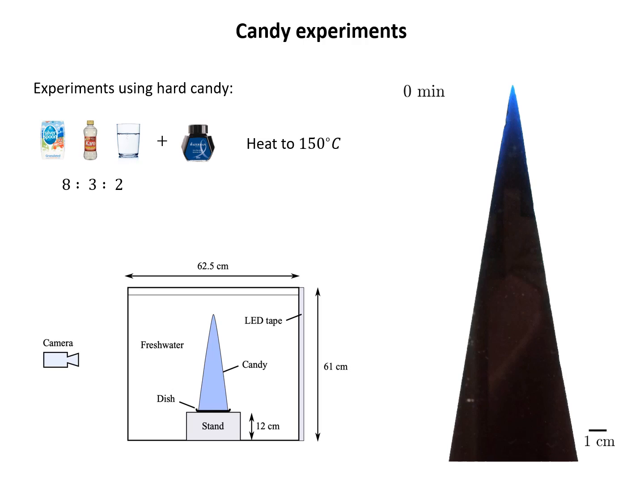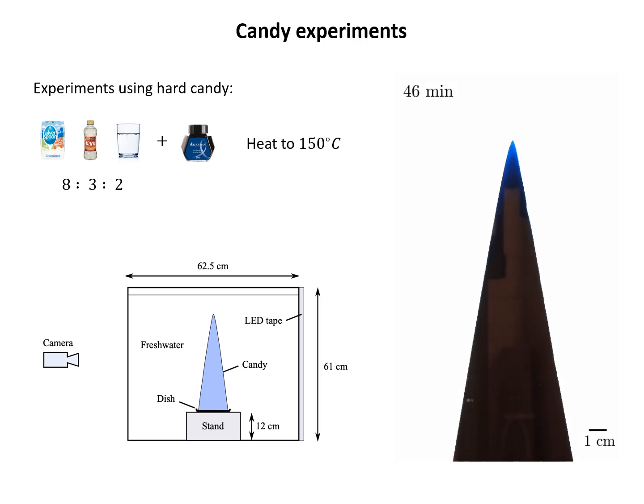We decided to compare our theory to experiments using hard candy. Hard candy is made from sugar and corn syrup with a bit of water. You heat it up to 150 degrees, and when it sets, it forms a kind of hard substance. We placed candy cones in a tank of fresh water, backlit by LED tape. The cones are raised up on a stand so that the sugary water would have somewhere to collect. Here's a video of a typical experiment.